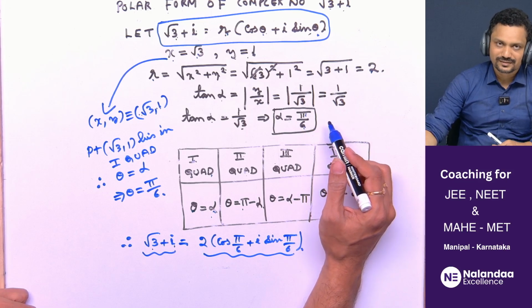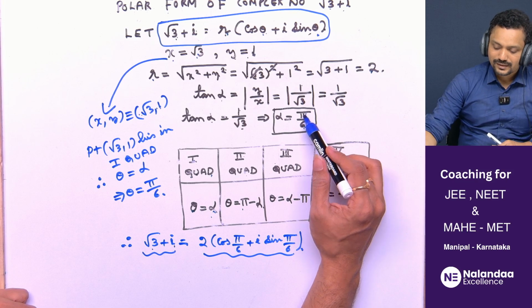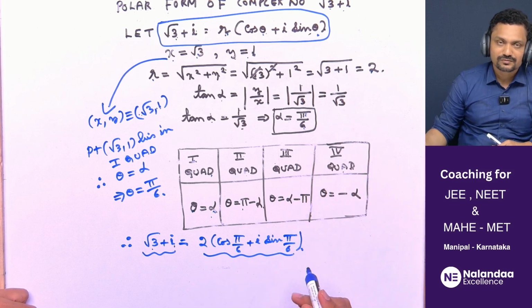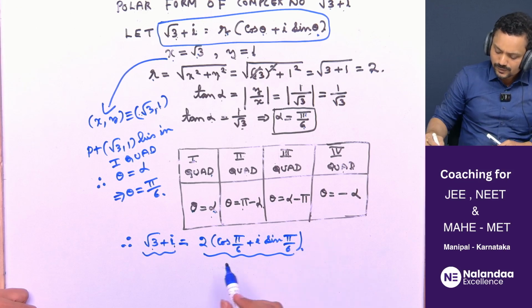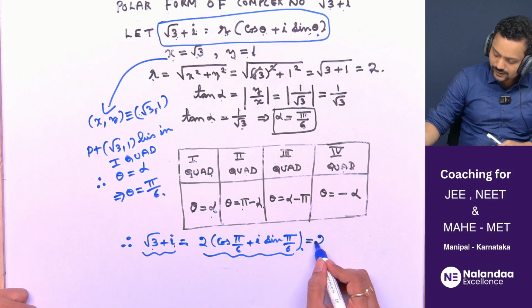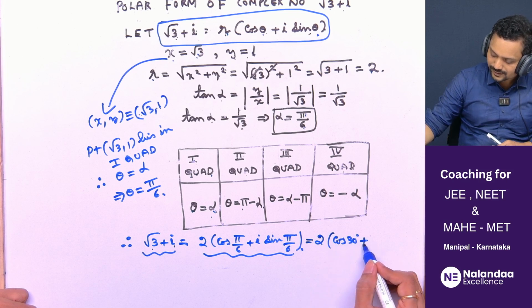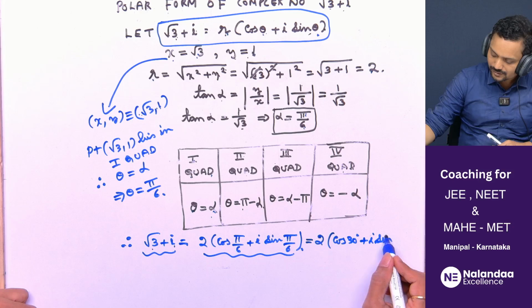So that is the convention, because radians is the representation of the real number system. No problem, there is nothing wrong with writing in degrees. So you can write this as 2 into cos 30 plus i sin 30. So you can also write it like this.